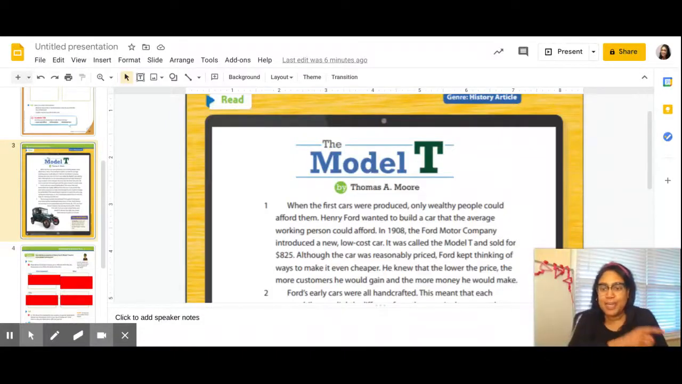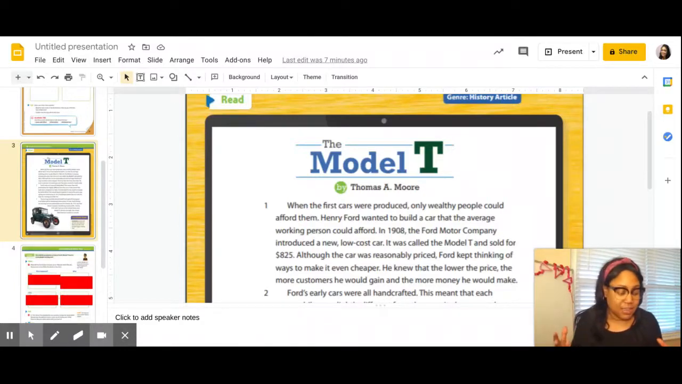All right, I'm back with you. Now, after that brief commercial break, we should be ready to look at page 26. On page 26, you can see that the title of our article is called The Model T. And I think you just saw a commercial about the Model T. So that should hopefully give you a little background knowledge so that we're not coming into this without any information.